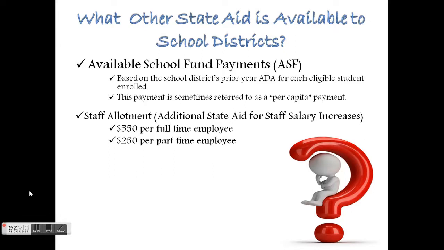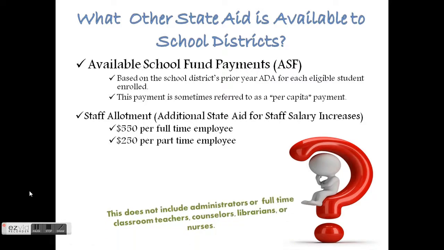Next, we have the staff allotment. This is additional state aid for staff salary increases. I know, you heard increases on salary. Well, they're only talking about $550 per full-time employee and $250 per part-time employee. But this does not include administrators or full-time classroom teachers, counselors, librarians, or nurses. Sorry.